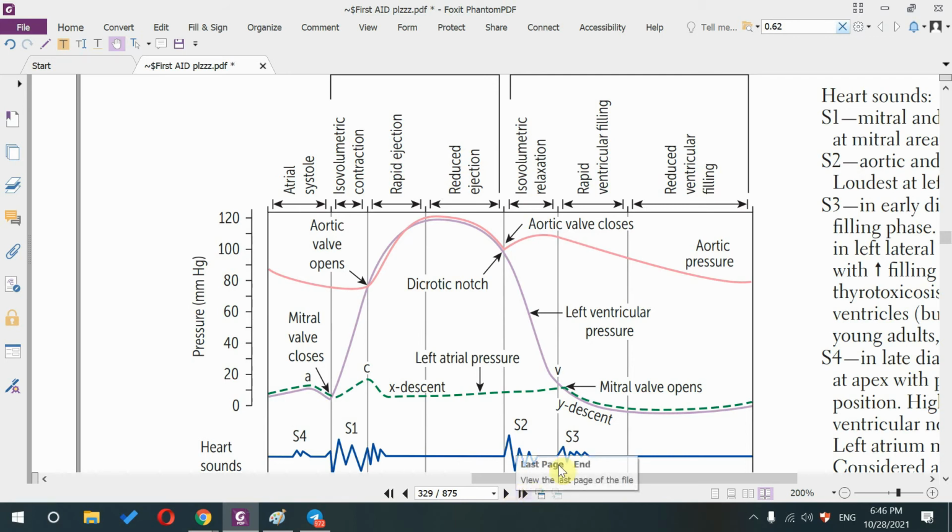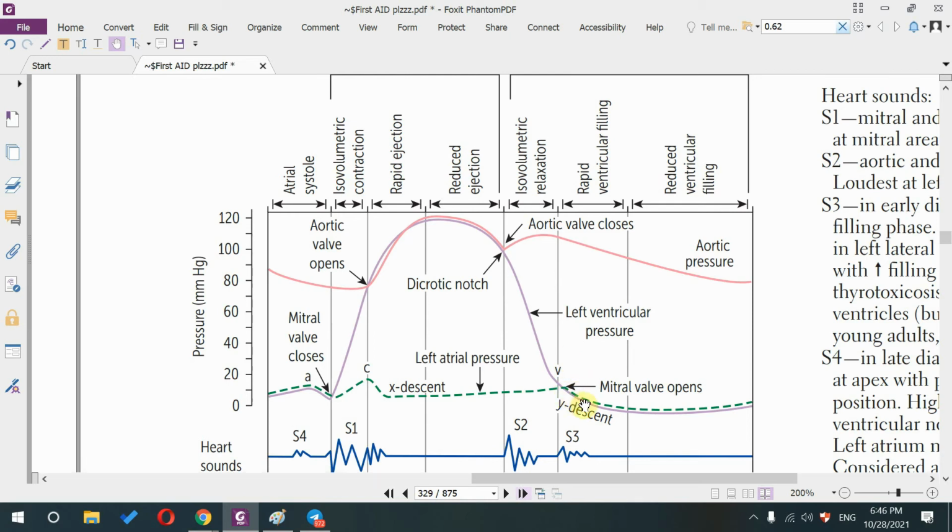Or actually we can start from here. Let's start from here. It doesn't matter, it's all the same. So at this moment, the mitral valve has opened. Why has it opened? It will fill the left ventricle.